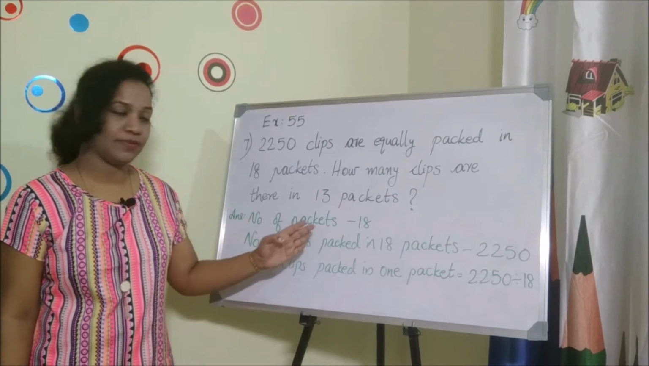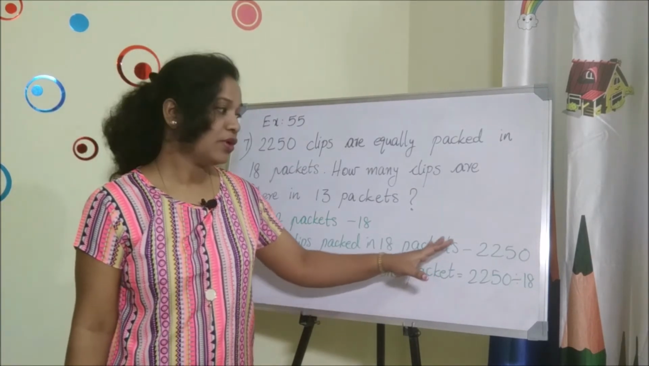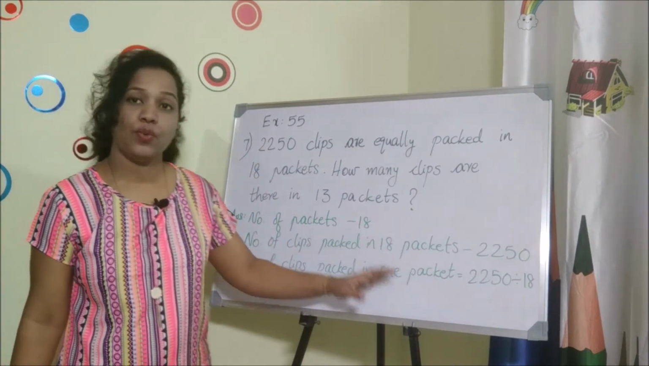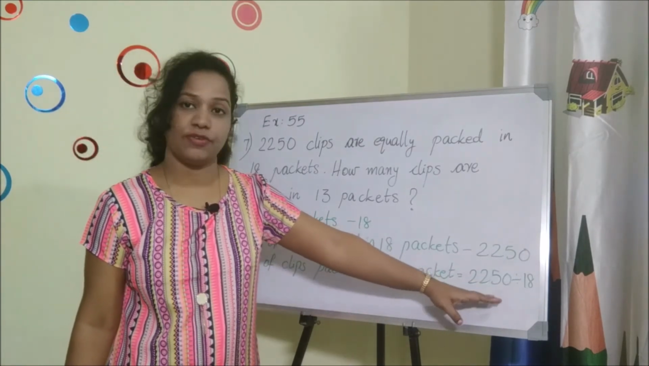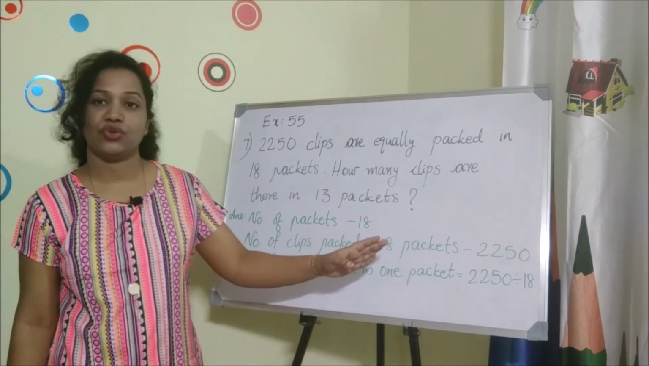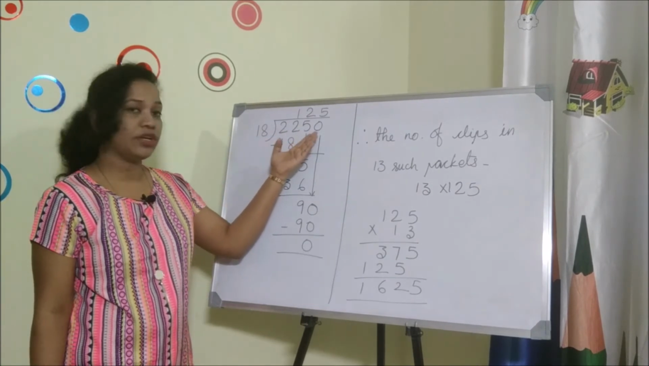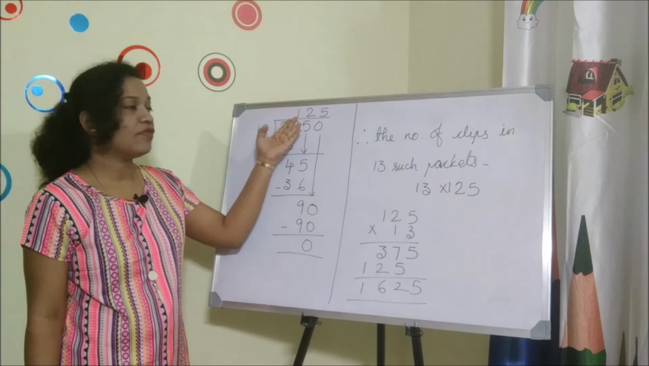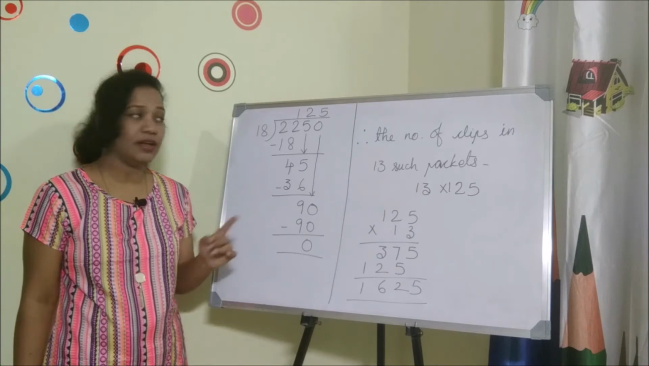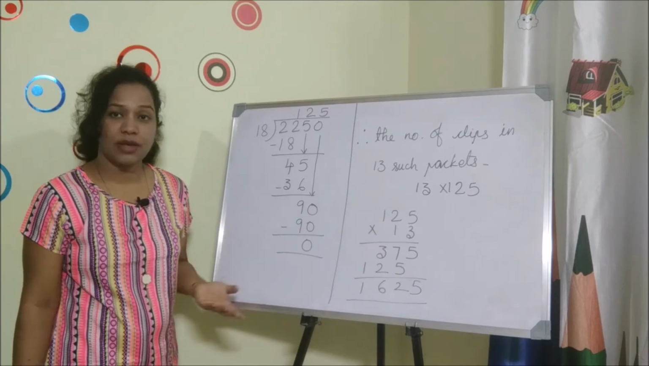Number of packets 18. Number of clips packed in 18 packets 2250. Number of clips packed in one packet 2250 divided by 18. Now let's divide 2250 by 18. When we divide 2250 by 18, we get 125. That means in one packet there are 125 clips.